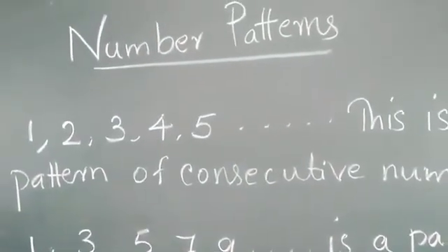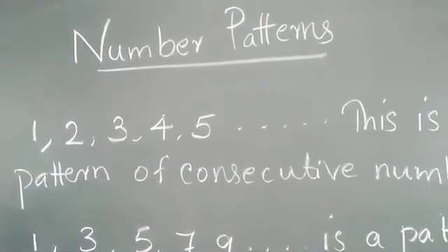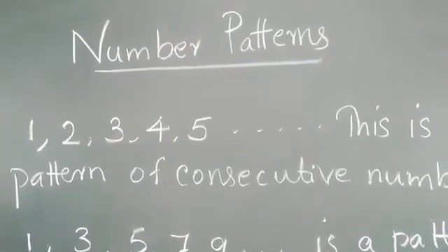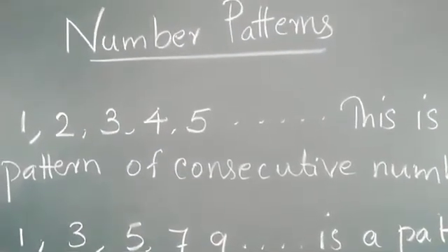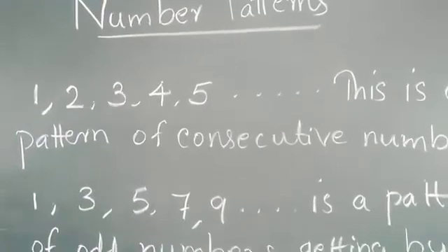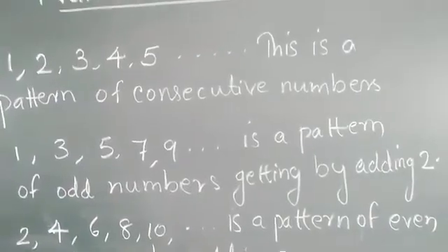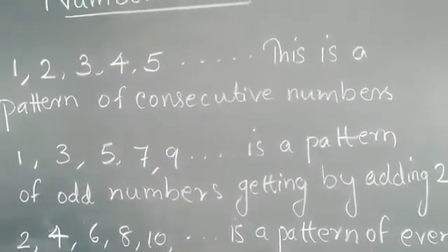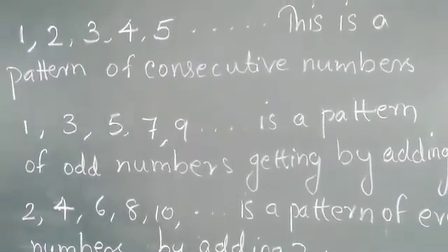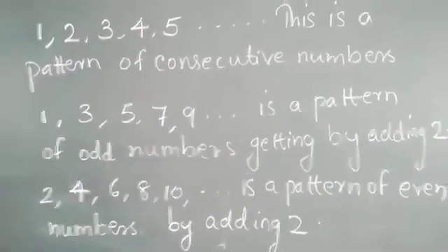Next our topic is number patterns. So we have found the pattern of some figures. But in the case of numbers, how can we form a pattern? 1, 2, 3, 4, 5, etc. You know the pattern of consecutive natural numbers. Then what about 1, 3, 5, 7, 9? It is a pattern of odd numbers. It is getting by adding 2. Again 2, 4, 6, 8, 10, etc. is also a pattern of even numbers by adding 2.